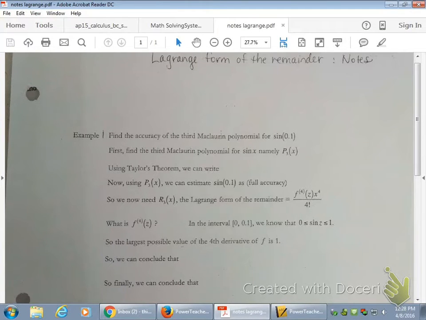Okay, so this is a strange formula that I'm getting ready to show you. I promise you that it is not as difficult as it seems. You just kind of need to understand what it means and how to use it. So this is called Lagrange. It is the Lagrange form of the remainder.